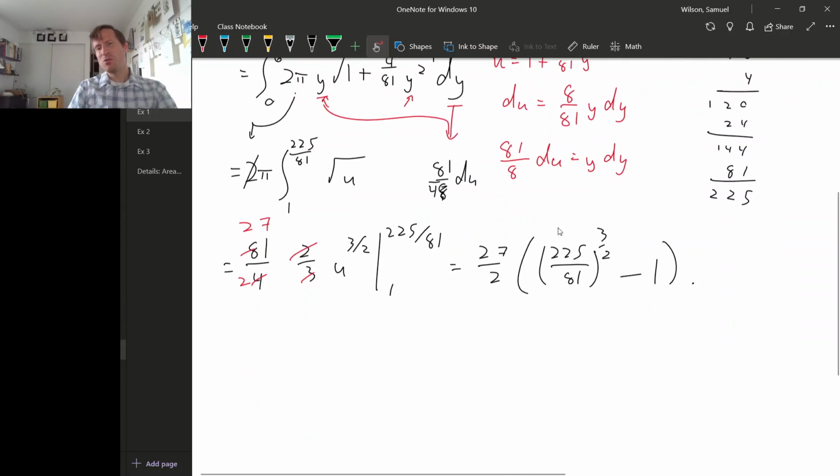And, you know, we actually could simplify this. 81 is a perfect square. 225 has a perfect square as a factor. So we could simplify this, but I think you get the point. So we'll stop here. As usual, if you wanted a decimal approximation, you could just dump this whole mess into a calculator. All right, let's look at another example.